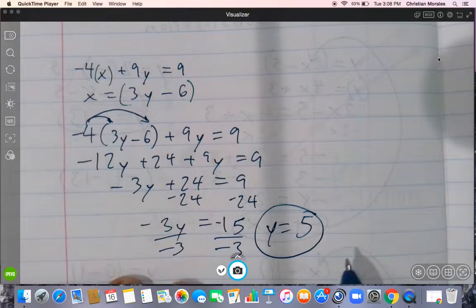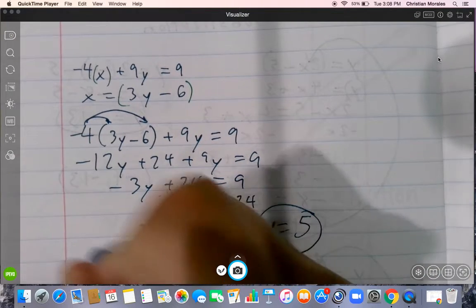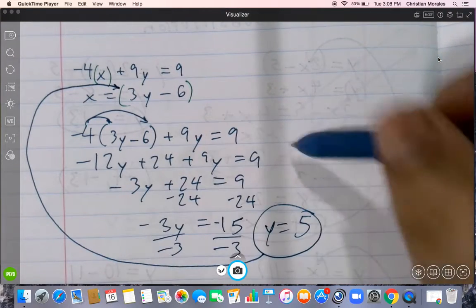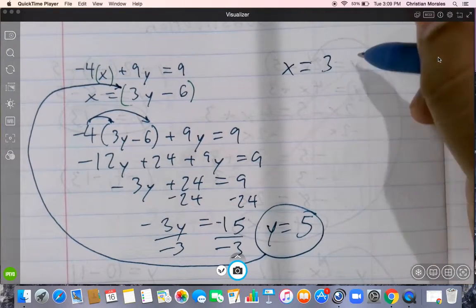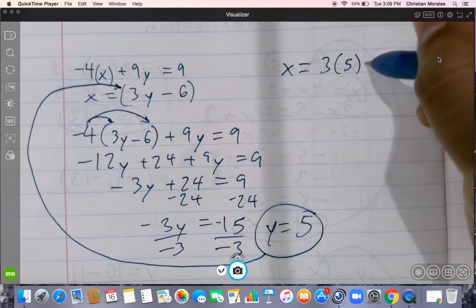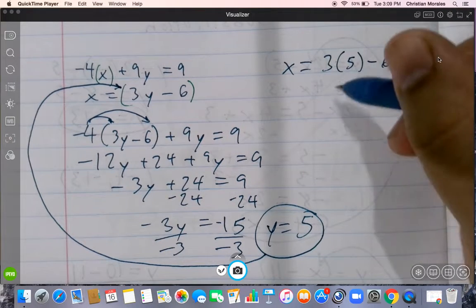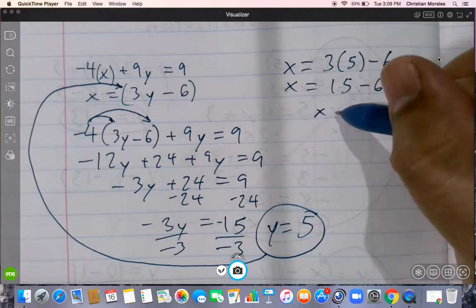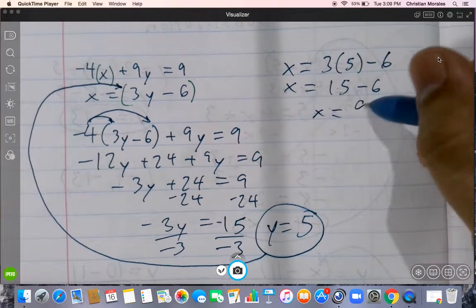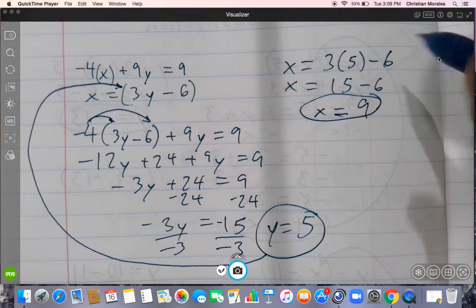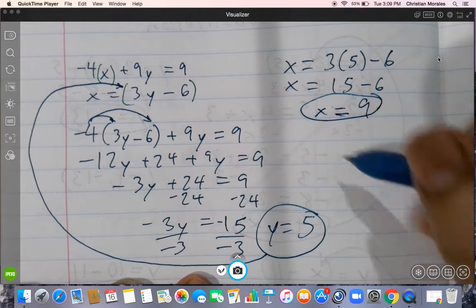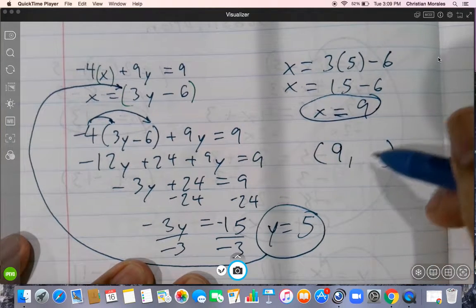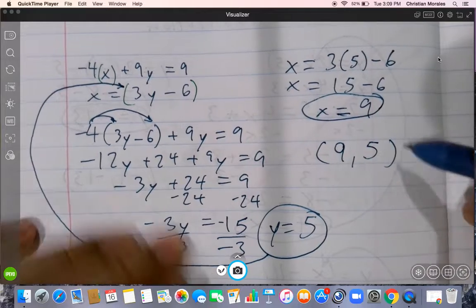Okay, I'm going to take that answer and plug it into the equation that you used. So you get 5 in here, replacing the y. You get 15 minus 6. 15 minus 6 equals 9. There's your second answer. Now remember, you want to write it as an ordered pair. In an ordered pair, x goes first, y goes second. And that's your answer.